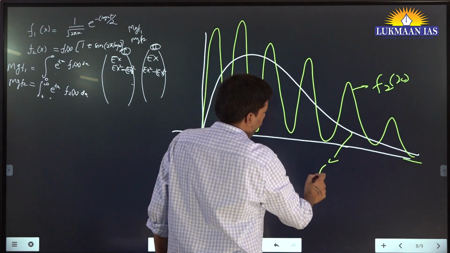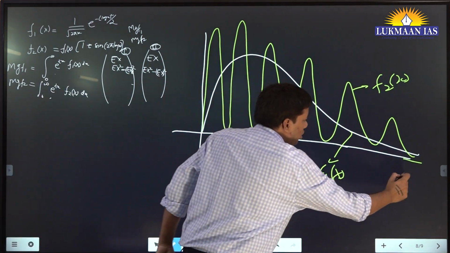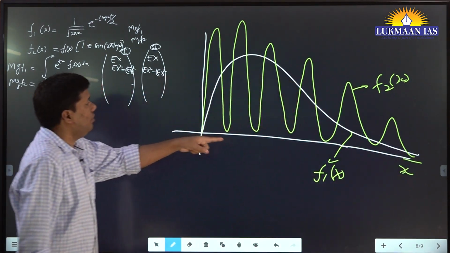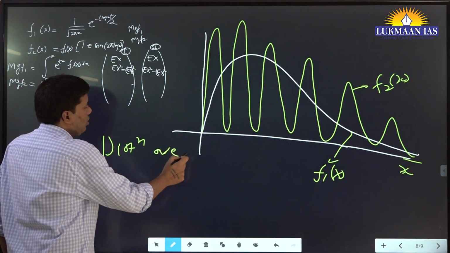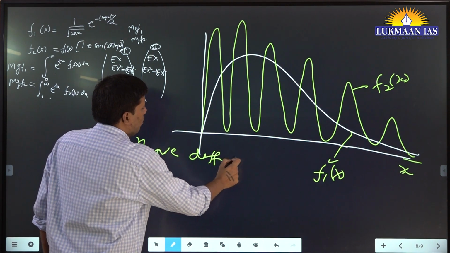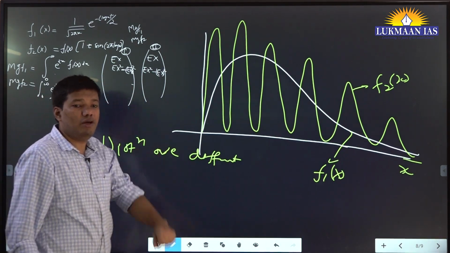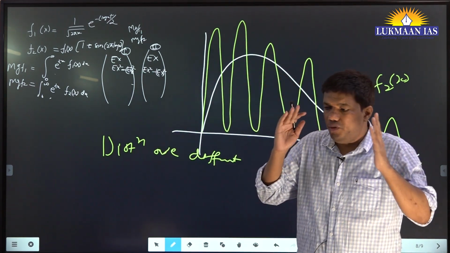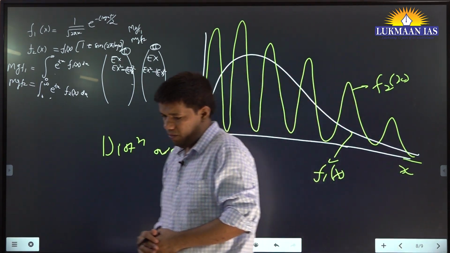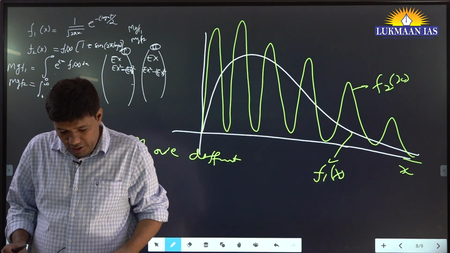This graph, f1x. So now you can see that the graphs are different. This means the distributions are different. So what it indirectly means is, even if two MGFs give the same moments, they do not characterize the distribution. When I use the phrase characterize the distribution, it means they do not give you the same distribution. Fine. Now what will you write?